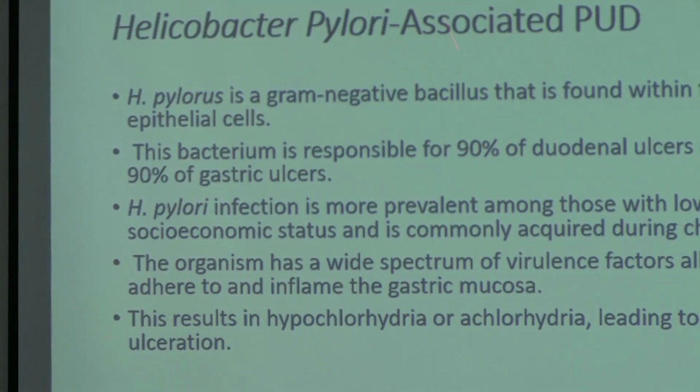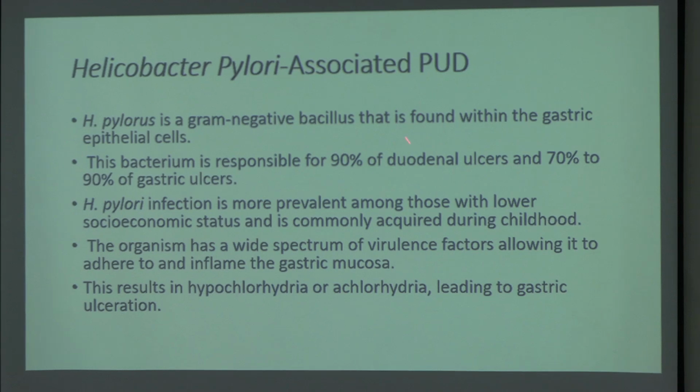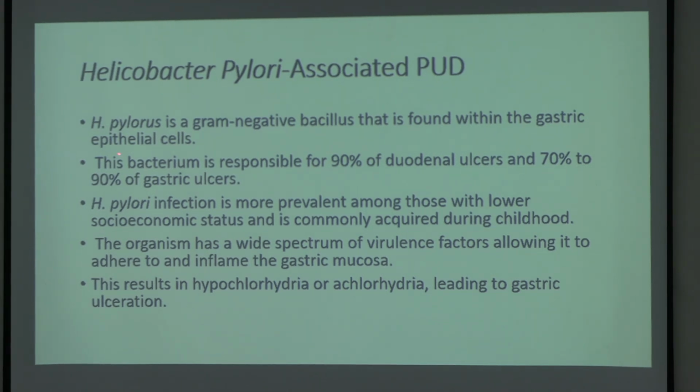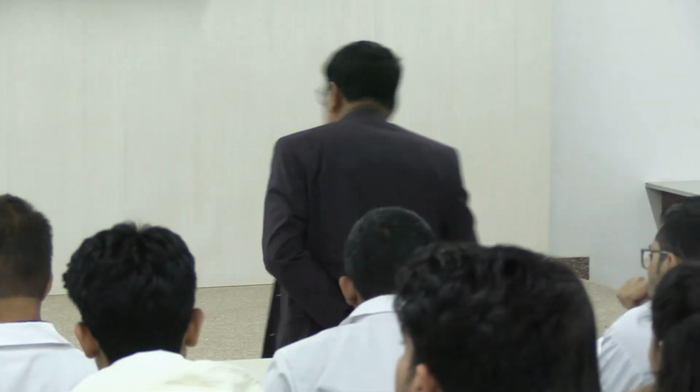So, H. pylori associated peptic ulcer disease. H. pylori is a gram-negative bacillus that I have shown you, found within the gastric epithelial cells. This bacterium is responsible for 90% of duodenal ulcers and 70% to 90% of gastric ulcers. So mostly it causes duodenal ulcer. It may have some role in gastric ulcer. H. pylori infection is more prevalent among those with lower socioeconomic status and commonly occurs during childhood. So in developing countries this infection is more. In developed countries, it is comparatively less.